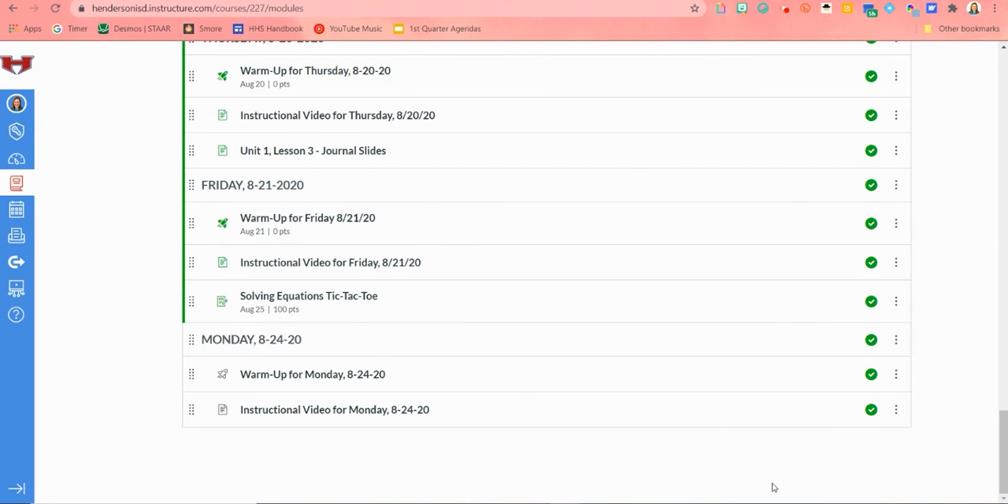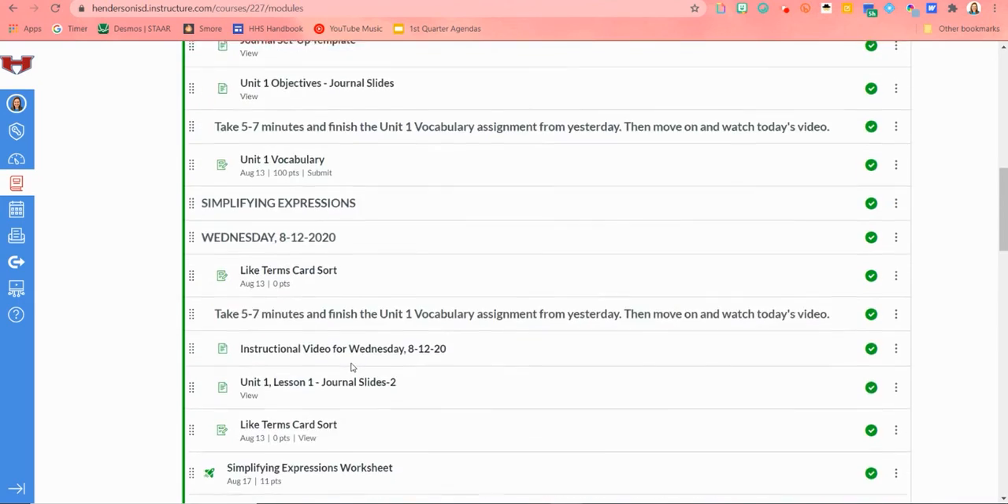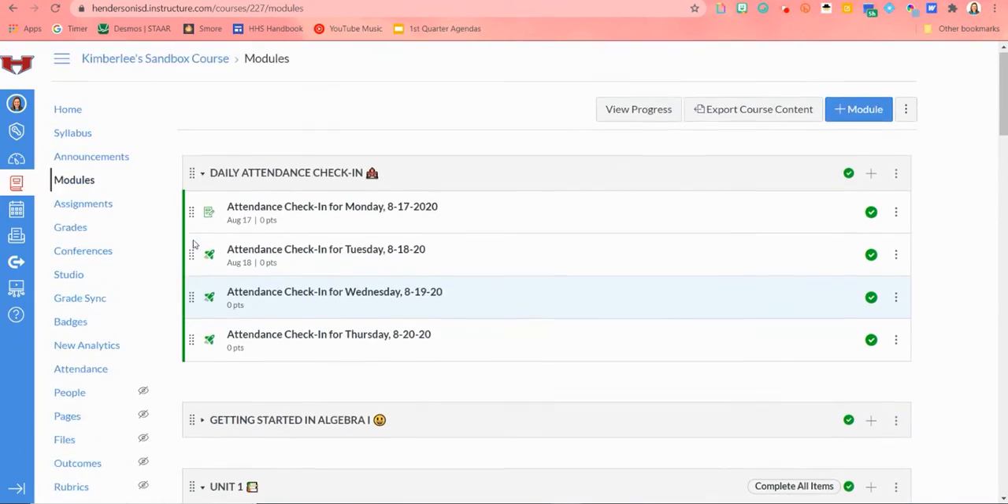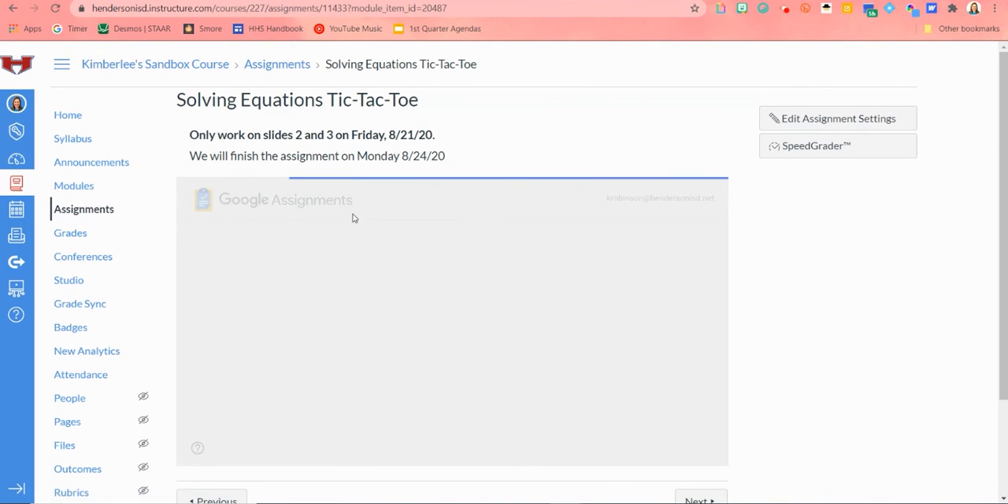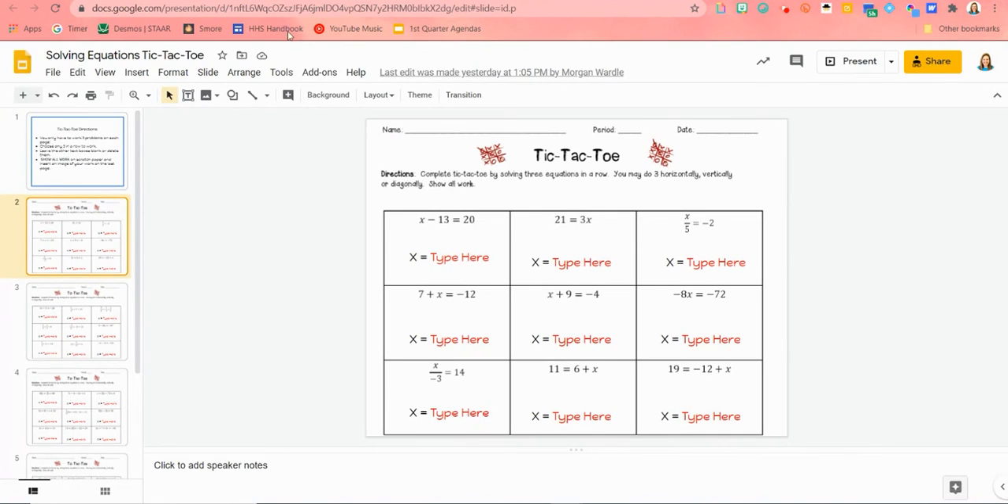After you have finished watching the video, working the examples along with me in your notes, and finishing up the your turn problems in the notes, and you have that picture inserted into your journal file on your Google Drive, what I want you to do is come back to your course, click on modules, and go down to the bottom, and go back to this solving equations tic-tac-toe that we were working on. So when you open it up, it should look like this.